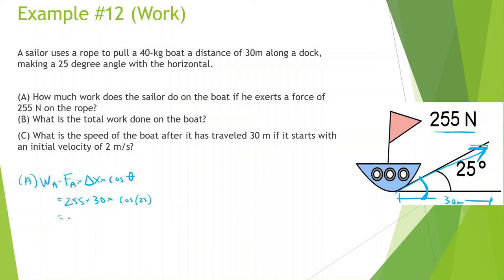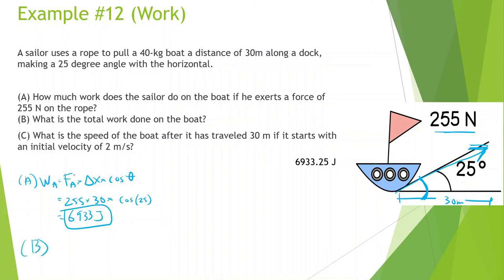Now let's see if we can figure this out. 255 times 30 times cosine of 25 gives us 6,933. All right, 6,933. There we go. 6,933 joules. Part B, what is total work done?